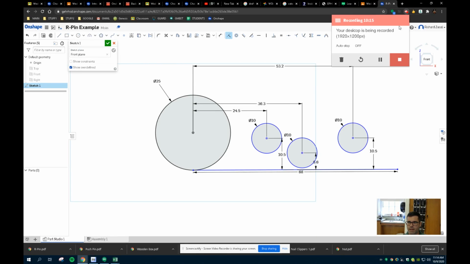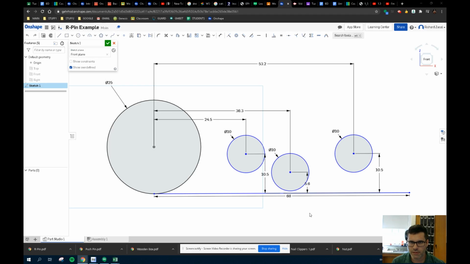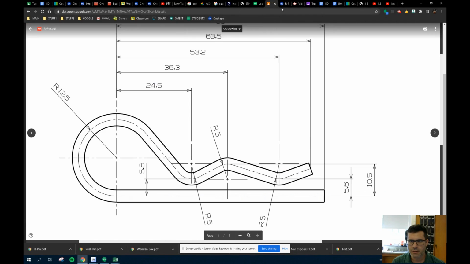All right, so I'm going to pause. Well, that was a long pause, but let's get back to finishing this pin, because otherwise it's going to drive me insane.